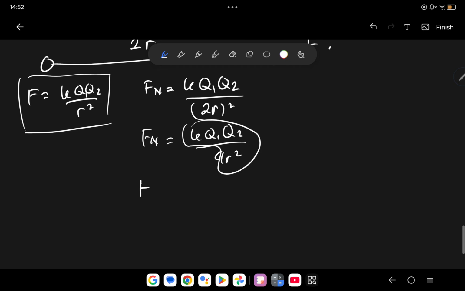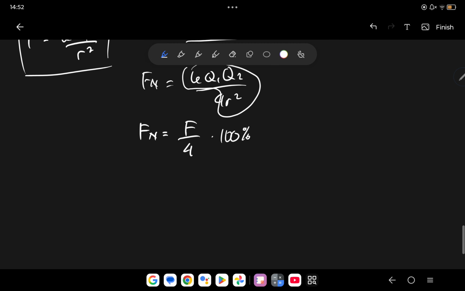Oh, so the new force will be smaller by that much. The new force will be... wait, what's the answer? Oh, okay. We're going to multiply this by 100%. So we'll get the new force will be equal to the original force, but multiplied by 25%. So the answer is going to be D, which is 25%.